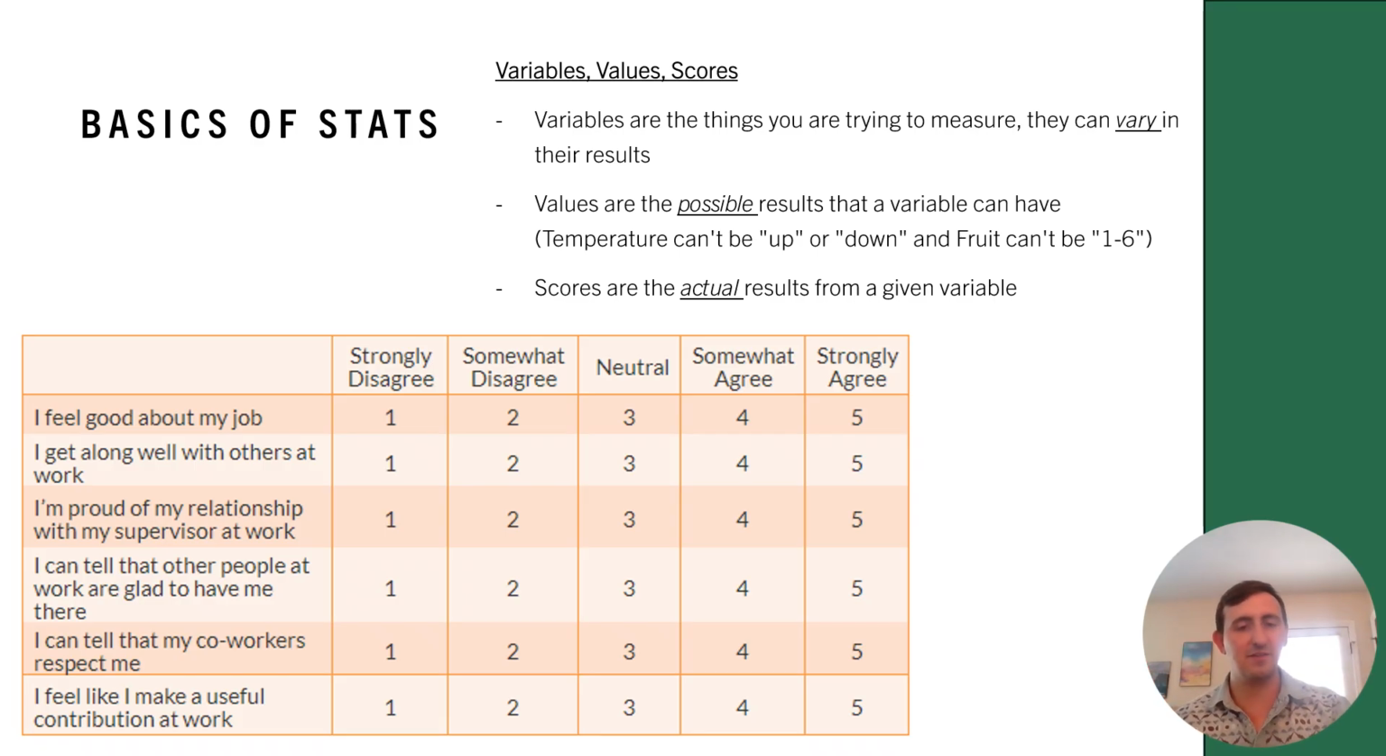Below this, you can see that I've got a table here. And you can see that there's a couple of different statements, and then there's some numbers on the side, right? So one statement here is, I feel good about my job. And then there's 1, 2, 3, 4, 5, strongly disagree all the way up to strongly agree. Those numbers, 1, 2, 3, 4, and 5, are all the possible results that someone could give. Those are the values, right?